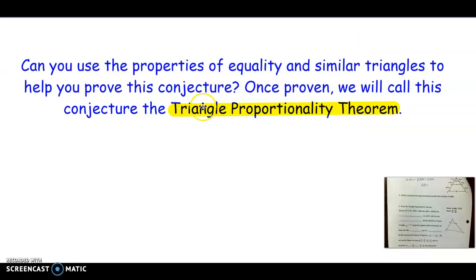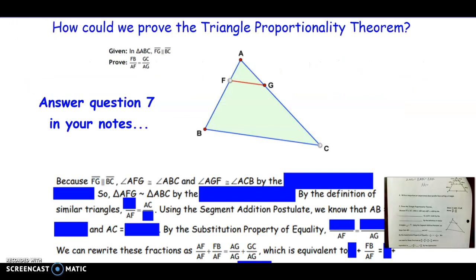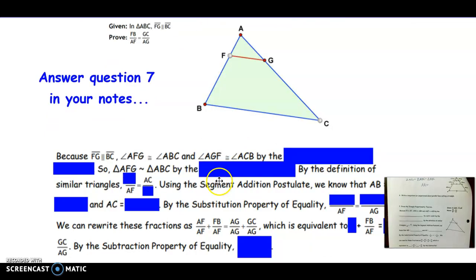Now, we just talked about this, can we use properties of equality in similar triangles to help us prove this conjecture? So once we prove it, remember it's going to be a theorem, and the name of this theorem is called the triangle proportionality theorem for obvious reasons. We're proving the proportional parts of a triangle. So this is a fill in the blank on number 7 in your notes.